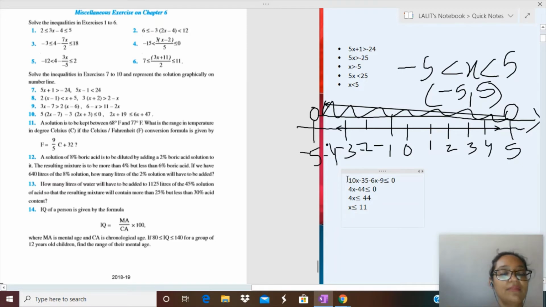If I go to the second part, so this will be, if I move 2x to the other side and 47 to this side, so it will be minus 47 and we will have plus 19 and we will have our sign less than equal to 6x minus 2x will give me 4x, right? So this will give me minus and this will give me 26 less than equal to 4x, right?